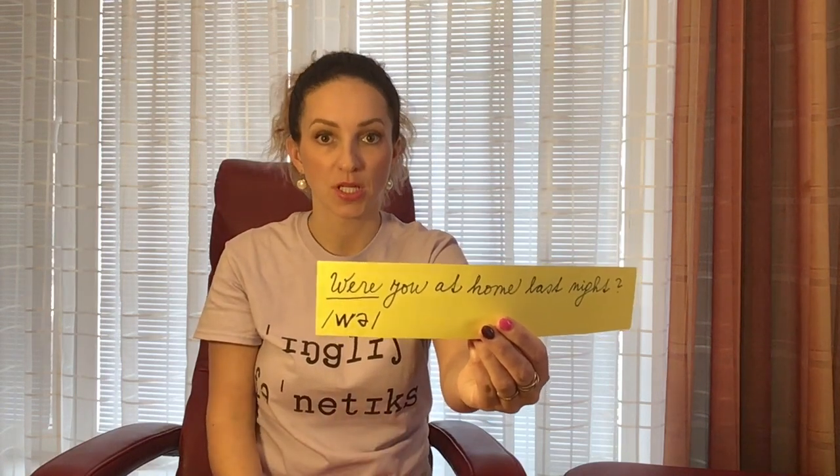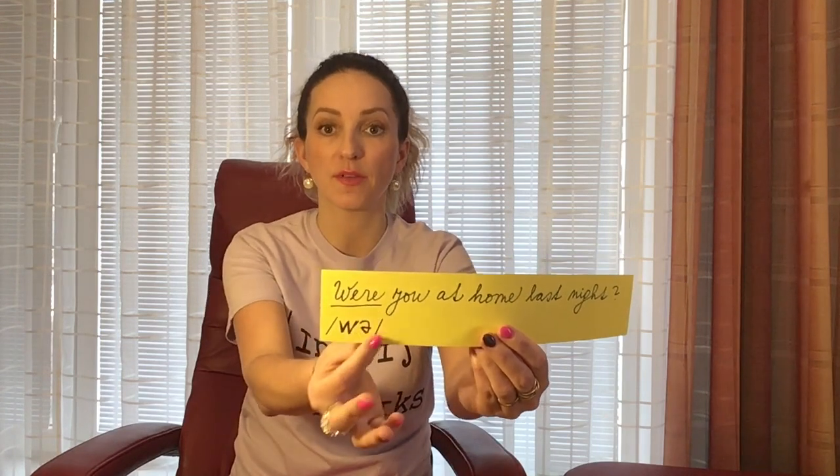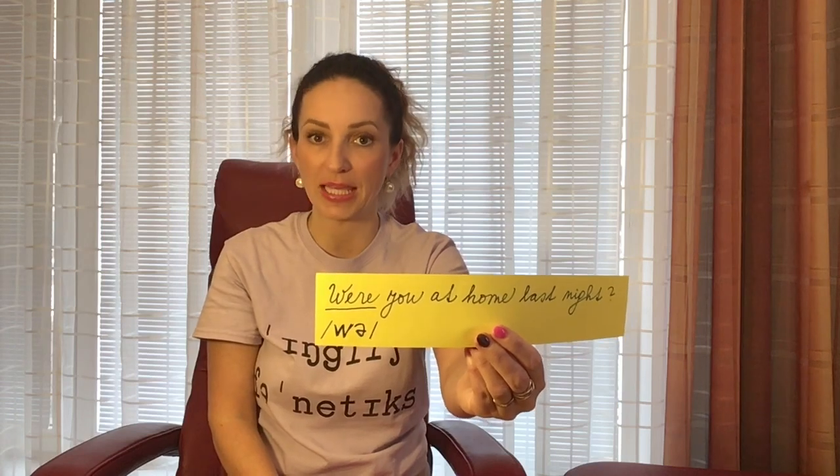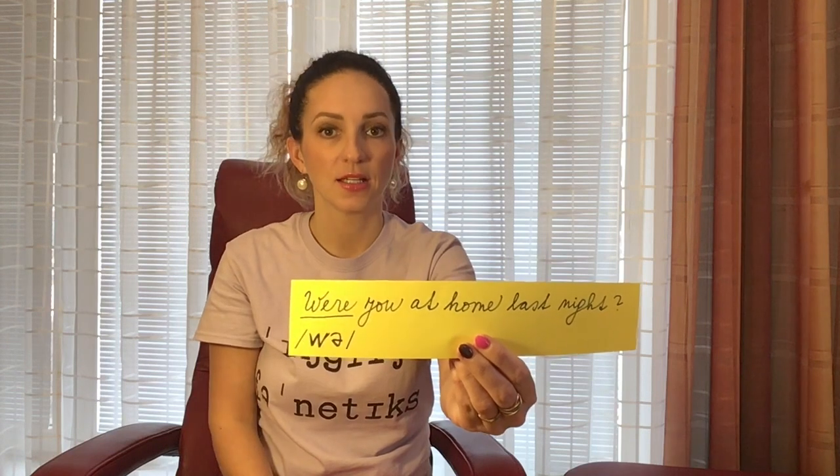Let's have a look at a simple sentence where you can see the verb were, so the verb to be in the past tense. Were you at home last night? Were you? It's really natural to use the weak forms. So it's a reduced form of the past tense were, and we only pronounce it with the short schwa. So listen again and repeat. Were you at home last night? Were you at home last night? And again, were you at home last night?